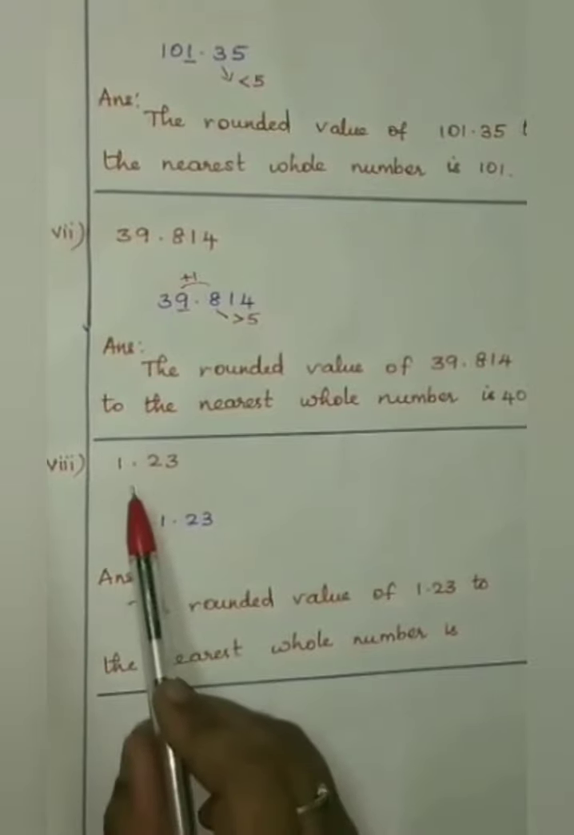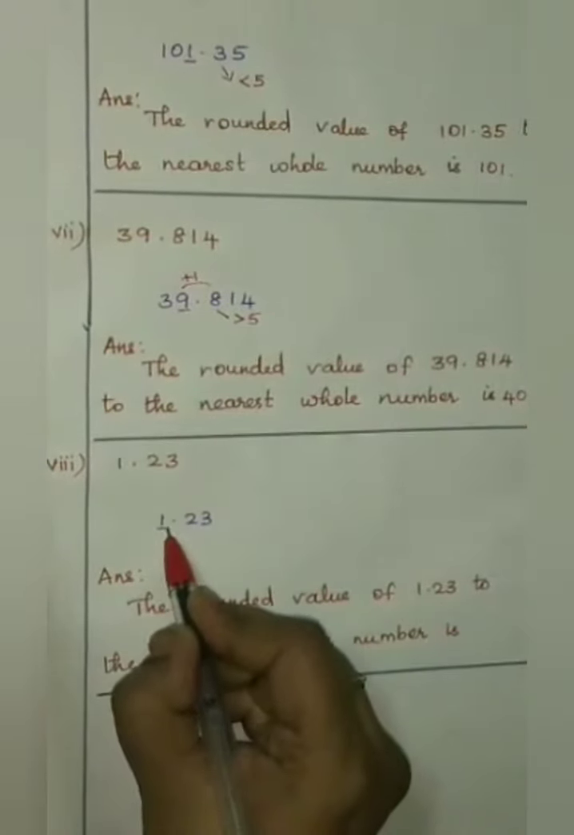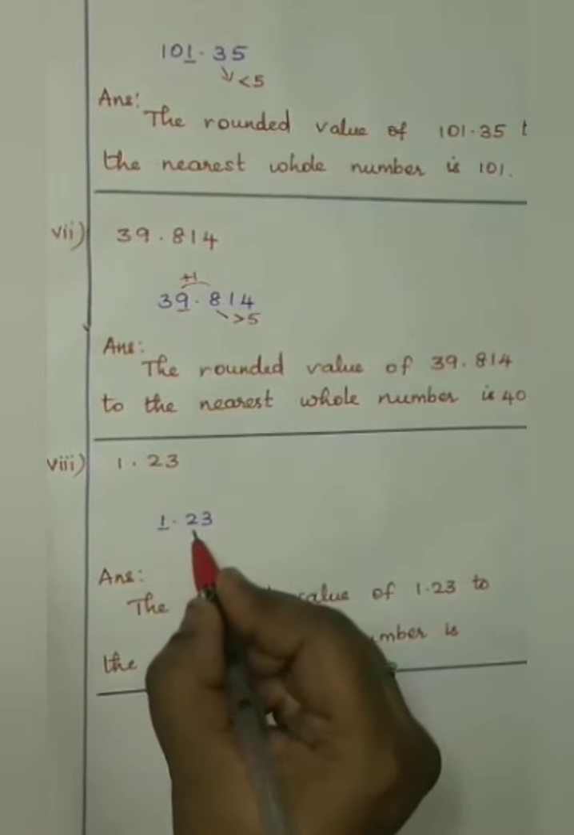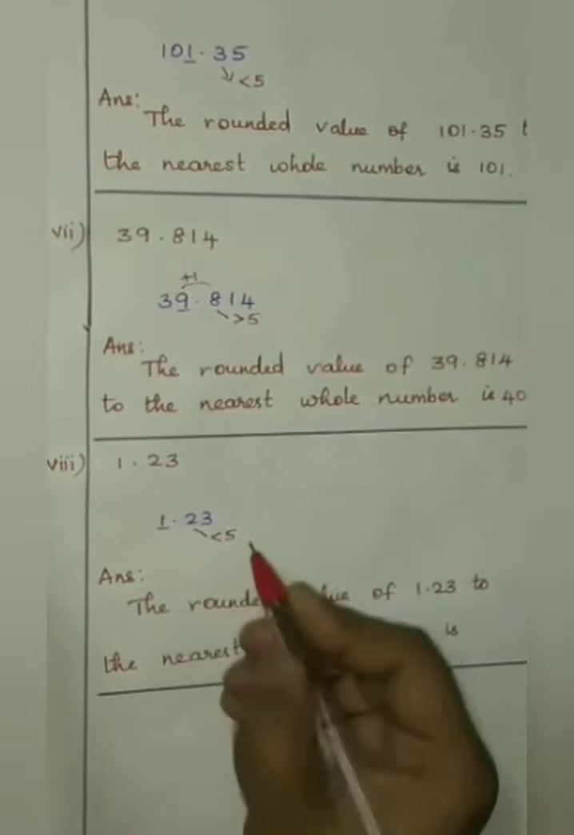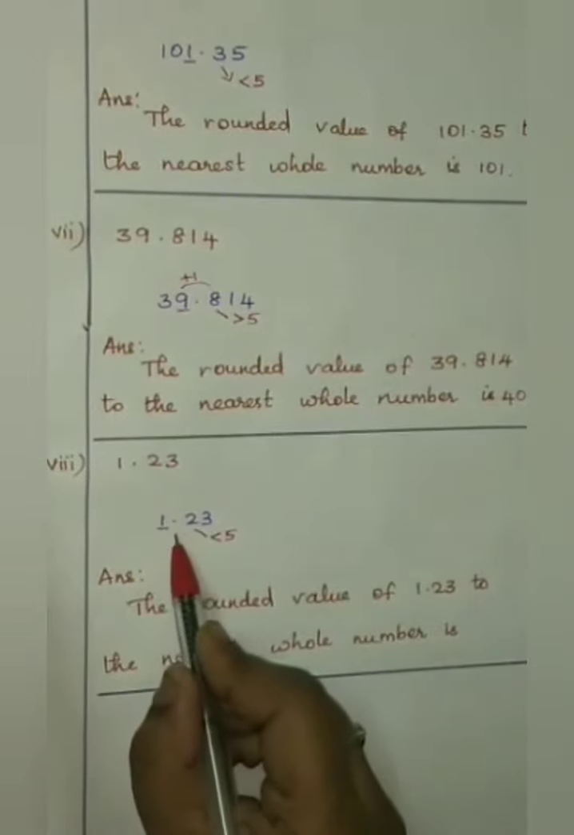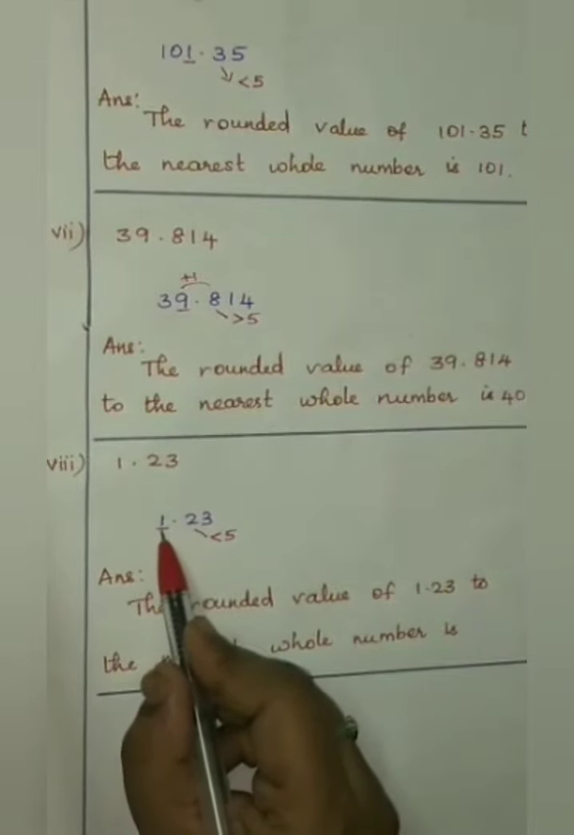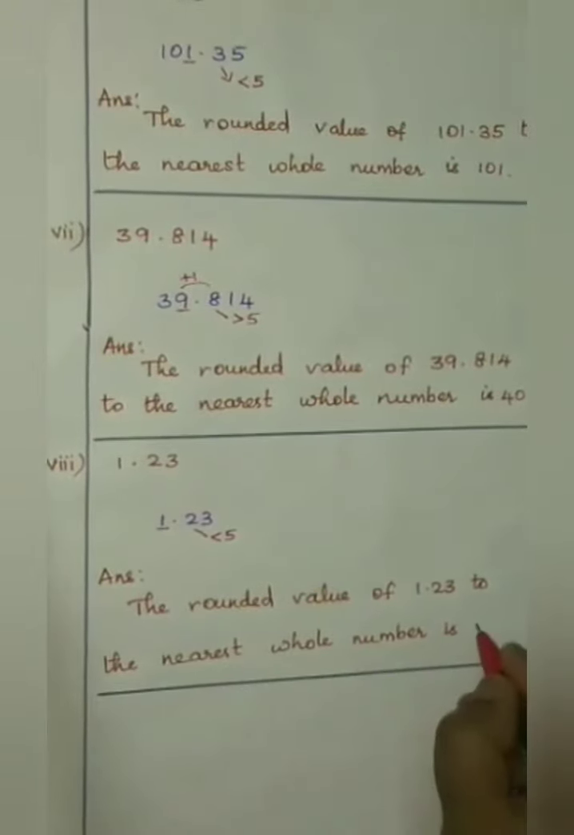Eighth subdivision, 1.23. Underline the rightmost digit in the whole number part and see the digit that comes after the underlined digit, that is 2, which is less than 5. So the answer remains 1. Ignore the digits that come after the underlined digit. The rounded value of 1.23 to the nearest whole number is 1.